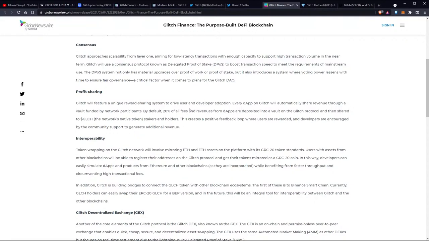Now, the DPoS system not only has material upgrades over proof of work or proof of stake, but it also introduces a system where voting power lessens with time to ensure fair governance. A critical factor when it comes to plans for the Glitch DAO, a decentralized autonomous organization.